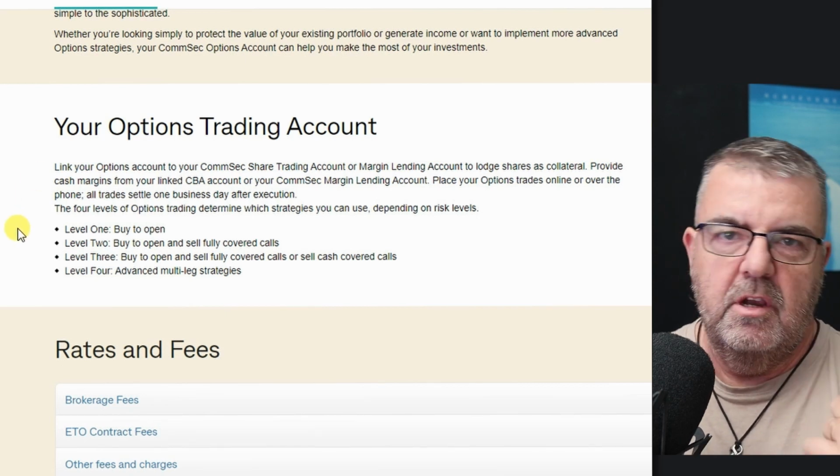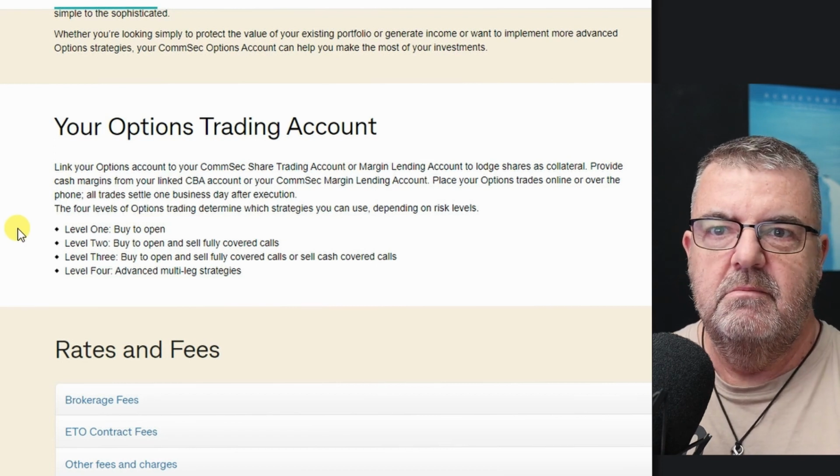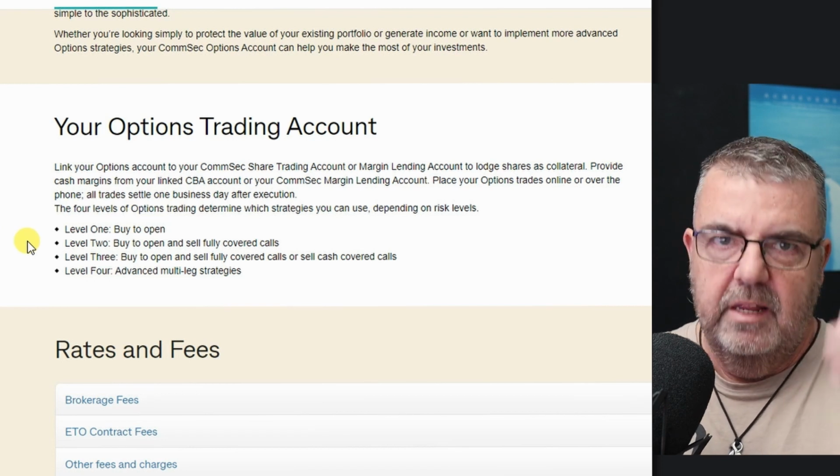Basically, level 1, you can just buy options. That's it. Buy to open, meaning you put up the money, you buy the options. Level 2, you can buy to open, so that's level 1 plus.